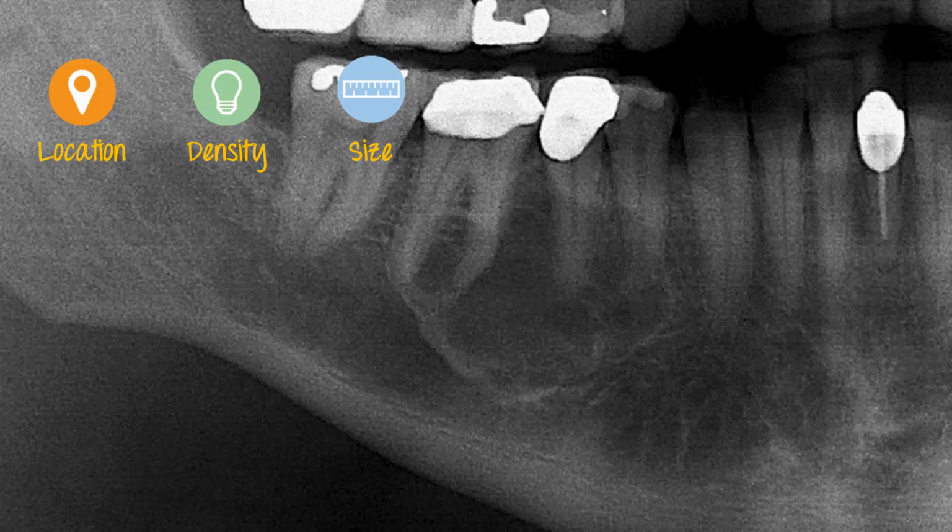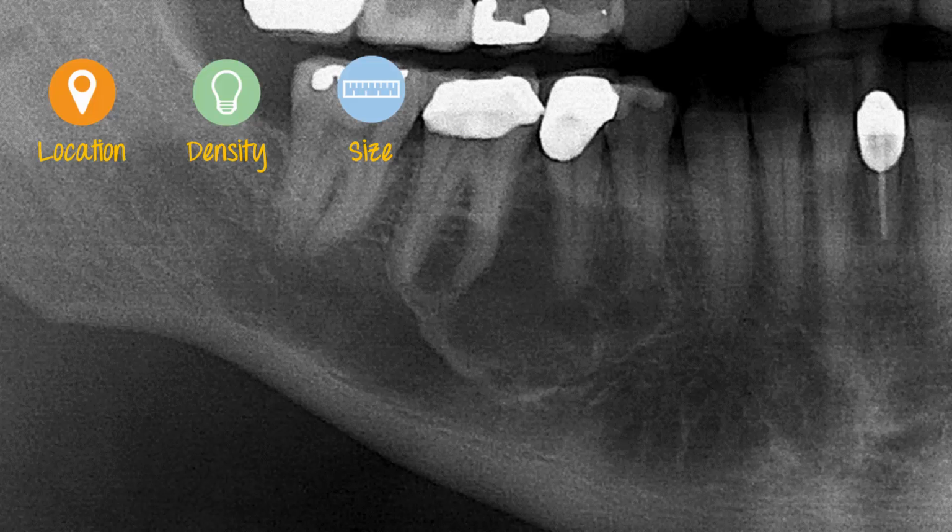Since panoramic radiographs are often distorted, these measurements may be, for example, the lesion extends from the apex of the first premolar to the distal root of the first molar. The superior margin is near the crest and the inferior margin is near the mandibular canal. This gives you an idea of the size of the lesion, although I did not give you a size in millimeters or in inches.